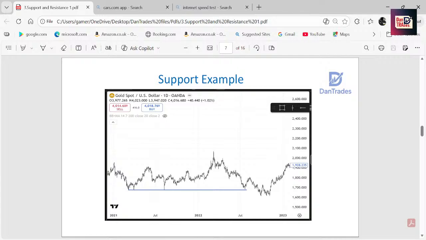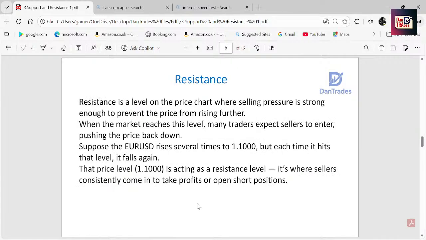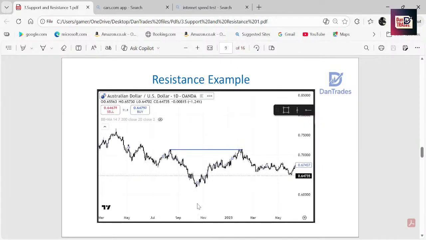Now, when we move on to what resistance looks like, it's this, the opposite of support. Now, we already know what resistance is. It's acting as a ceiling, meaning that anytime price goes up, it can't break the ceiling. If you throw a ball to your ceiling, it's going to bounce back down. That's what resistance is doing.